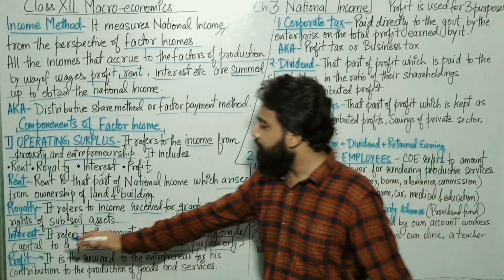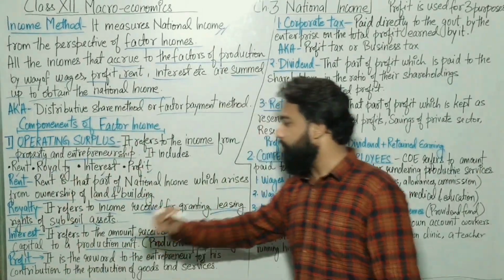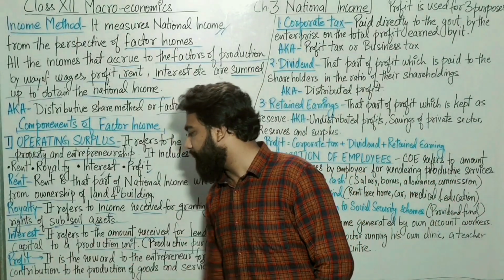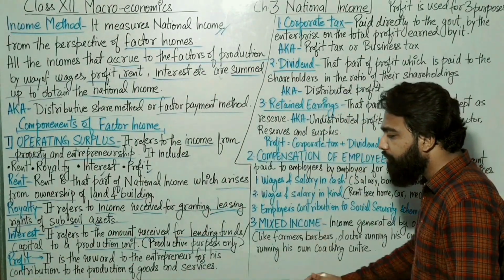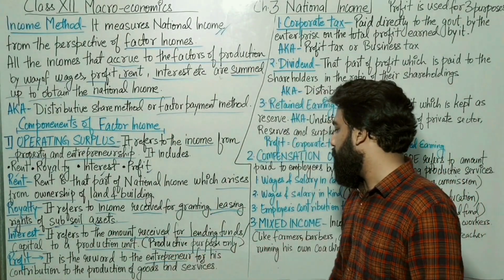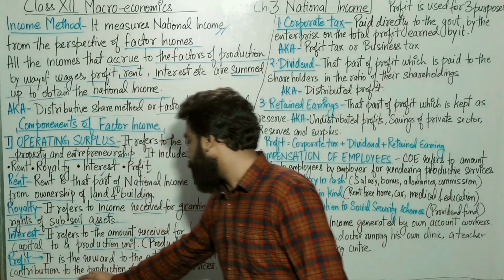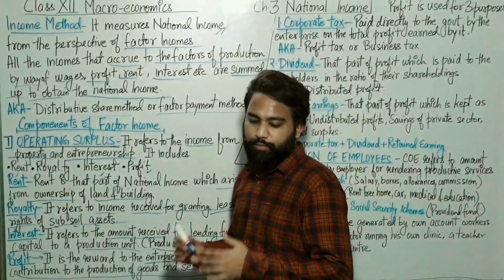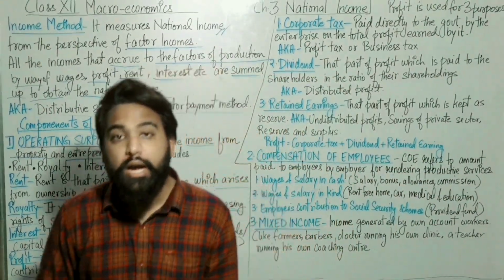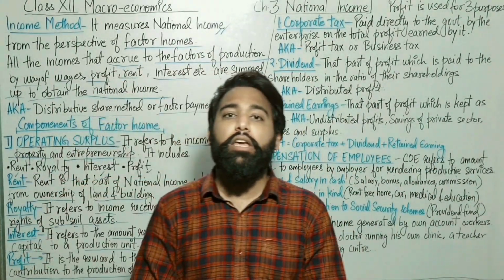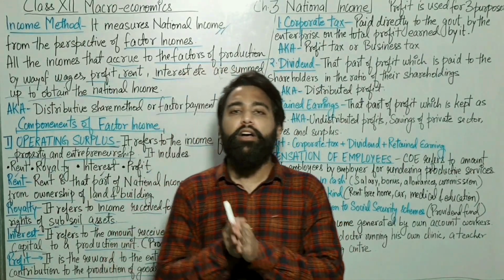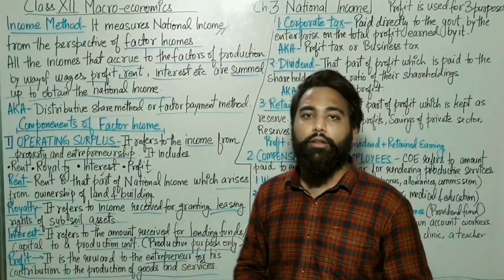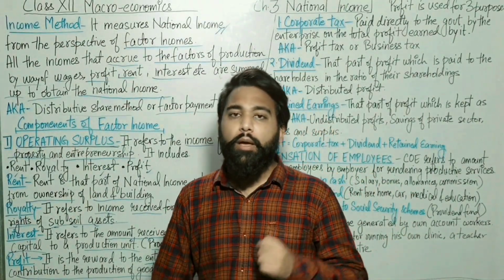Now let's come to the fourth one, which is profit. Under operating surplus, the fourth component is profit. It is the reward for the entrepreneur for his contribution to the production of goods and services. Whatever the entrepreneur is finally earning, that is the profit. The profit earned by the business is the profit earned by the entrepreneur. That is the reward.